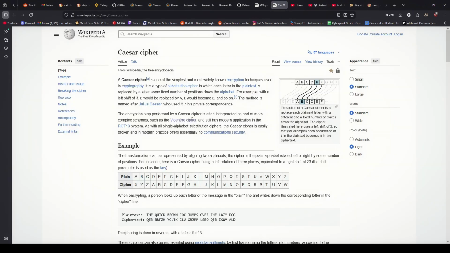The cipher still has modern application in the ROT13 system. As with all single alphabet substitution ciphers, the Caesar cipher is easily broken and in modern practice offers essentially no communication security.